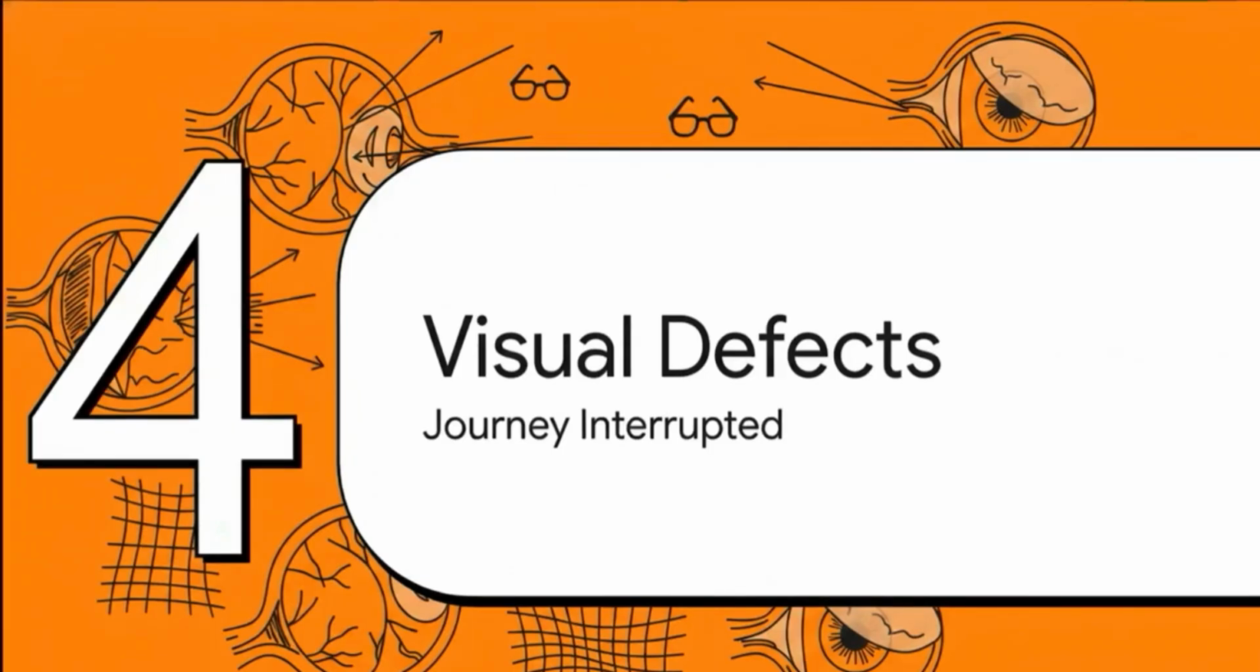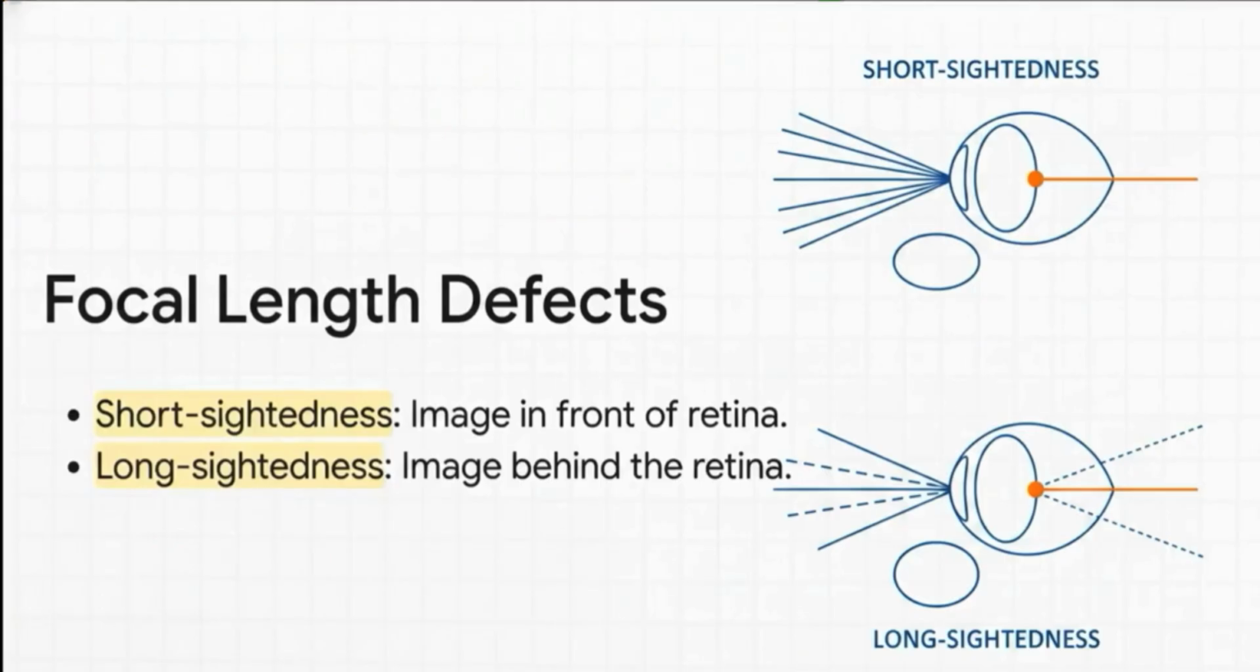Which brings us to Section 4, Visual Defects and Treatments, when the journey of light is interrupted. Now that we know how the perfect biological machinery operates, what happens when it's slightly off? Let's start with focal length defects. If you're short-sighted, you can see your phone perfectly, but distant objects are just a blur. Biologically, your eyeball might be slightly too long, or your lens is stuck being too convex. The result? The bent light forms an image slightly in front of the retina, missing the screen entirely.